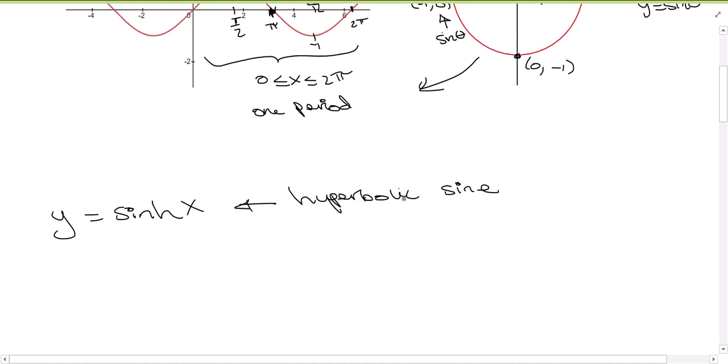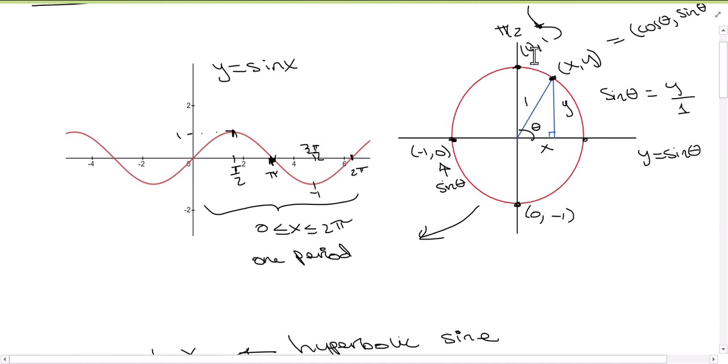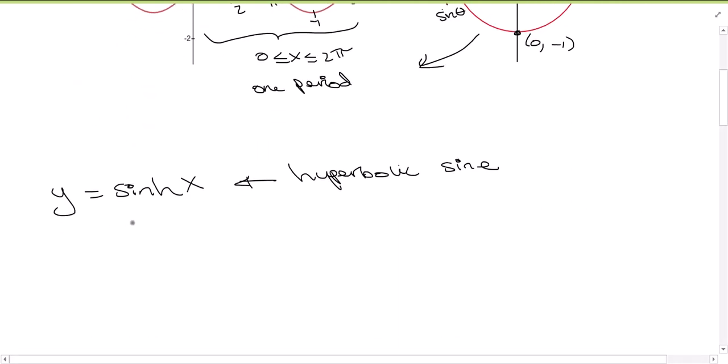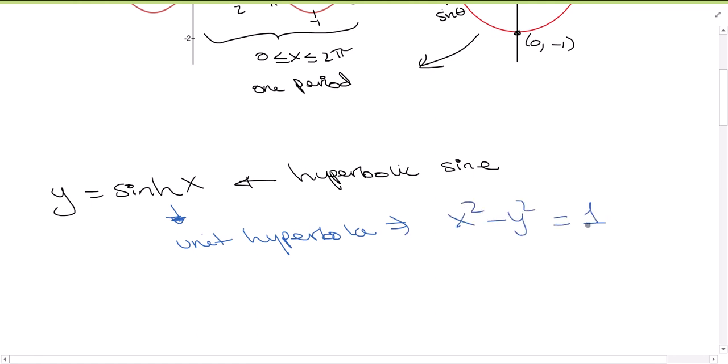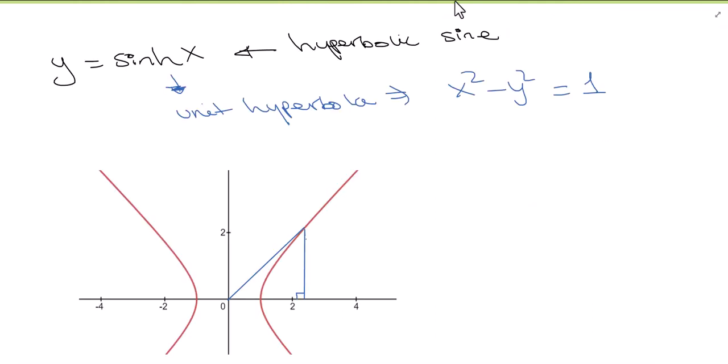For the hyperbolic sine function, instead of looking at the unit circle, the reason this is called a hyperbolic function is because the h comes from the unit hyperbola. What do you mean by the unit hyperbola? The unit hyperbola is x squared minus y squared equals 1. So what does this hyperbola look like? Here's our unit hyperbola, and it comes from x squared minus y squared equals 1. The unit circle is x squared plus y squared equals 1, and the unit hyperbola is x squared minus y squared equals 1.